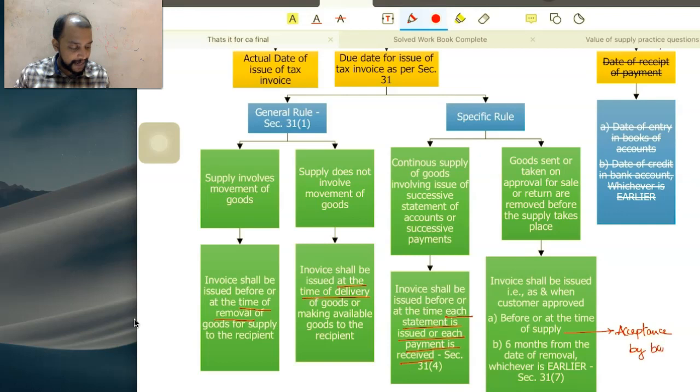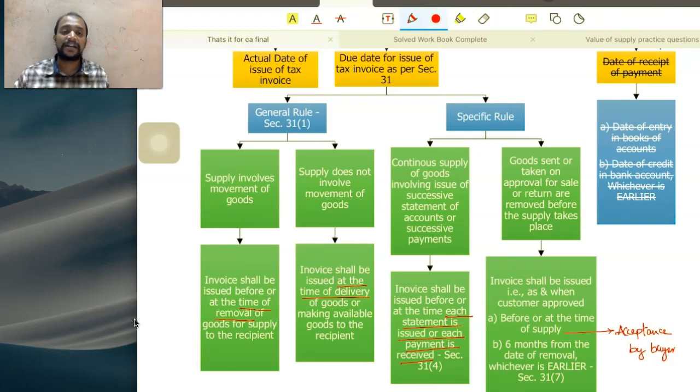Acceptance by the buyer is the time of supply, or 6 months from the date of removal. For that reason, if the buyer accepts 1 year after, that will not be taken as the time of supply. Acceptance by the buyer is the supply as and when the actual supply takes place, or 6 months from the date of removal, whichever is earlier. Suppose he accepts within 6 months, that date will be taken. Suppose he accepts after 6 months, the expiry date after 6 months will be taken as the due date of invoice.